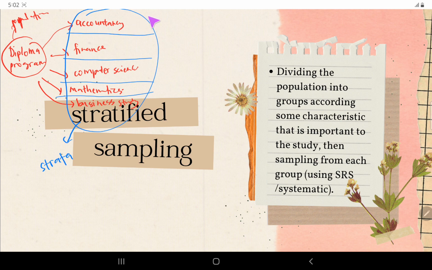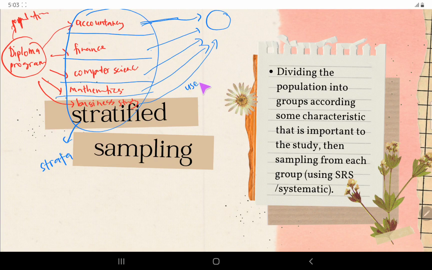Maksudnya daripada accountancy kita select our sample. Finance pun kita select our sample, beberapa sample. Computer science pun kita select beberapa sample. Daripada mathematics pun kita select beberapa sample. And then from business study pun samalah, kita select beberapa sample. Macam mana cara nak select ni? Guna SRS or systematic sampling. Okay, yang macam yang kita belajar tadi. Sebagai kita punya sample. Okay, so maksudnya itu cara nak buat stratified sampling.